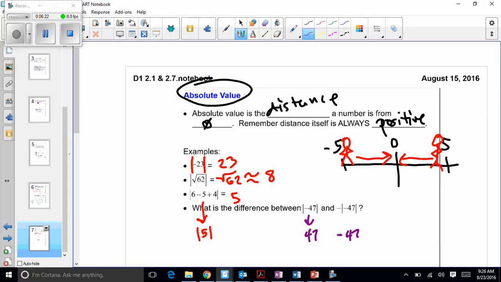Now, I have to remember that difference means what? Subtract. I've gotten rid of my absolute value signs, and now I need to subtract 47 and negative 47. In the end, we see that we add those together. So what is 47 plus 47? I believe that is 94. That's the difference between the absolute value of negative 47 and the negative absolute value of negative 47. Kind of crazy. There's a lot of details there. I think they were trying to throw you off with that problem.